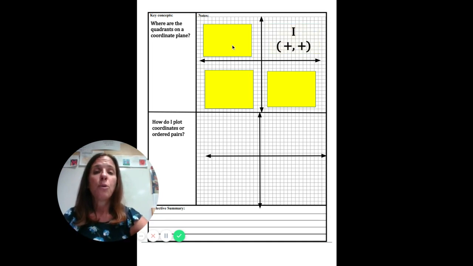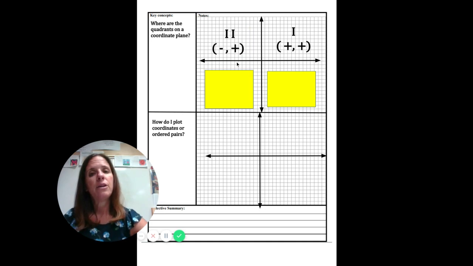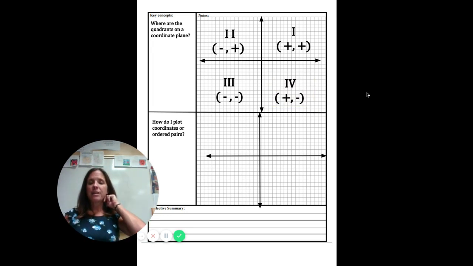Quadrant 1, Roman numerals is another way to name your quadrants. That's actually the more popular way. So quadrant 1, positive, positive. Only positive values are in this quadrant. And a lot of times when we graph data, we are only using this quadrant. Quadrant 2, you walk left first and then up, negative, positive. Quadrant 3, Roman numeral 3, left and then down, negative, negative. And then quadrant 4 is your positive and negative.